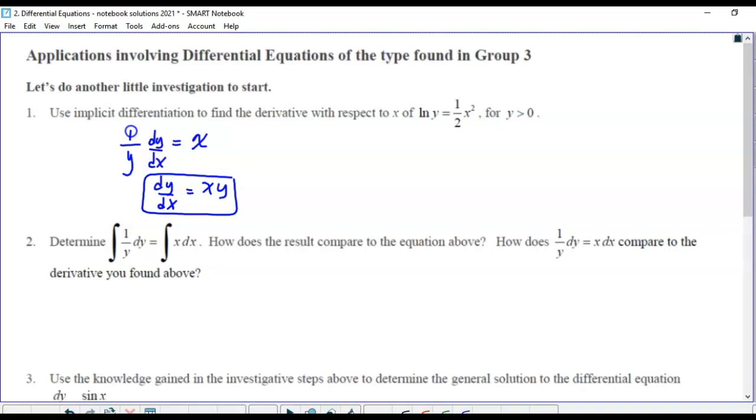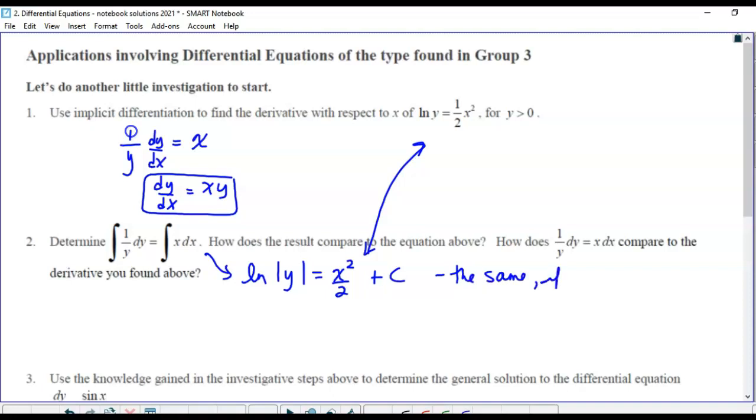Now it says determine the integral of 1 over y dy equals the integral of x dx. Okay, so what's that going to be? That's going to be ln of y equals x squared over 2 plus c, and you should recognize it. So here, if y is greater than 0, then that's the exact same equation, right? It's the exact same if c equals 0, okay?